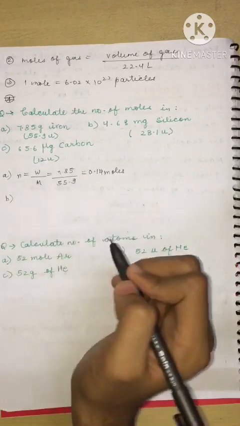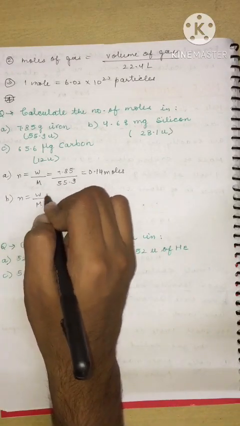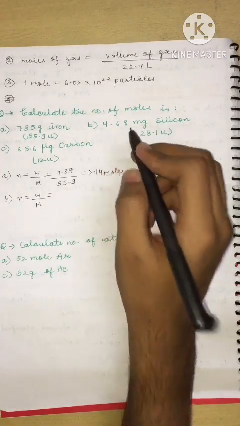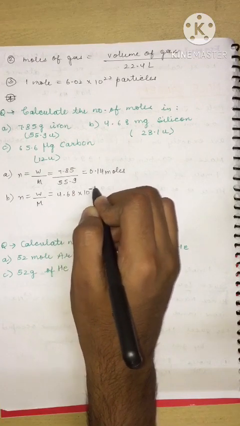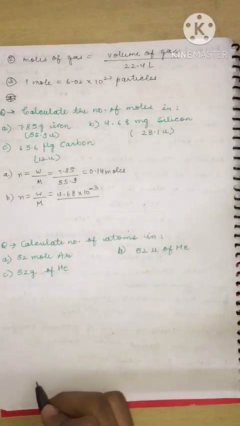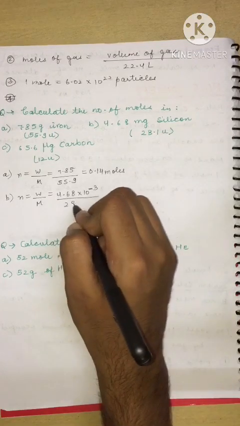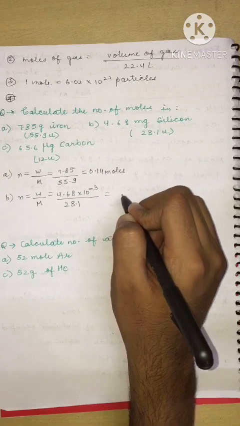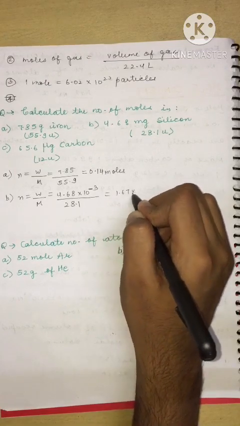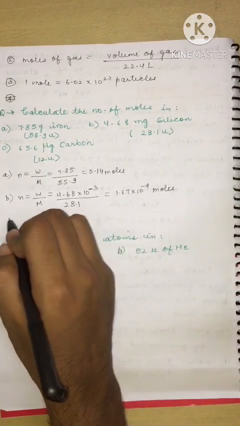Second is 4.68 milligram of silicon. Number of moles is always given mass upon molar mass. Now this is 4.68 milligram. So to convert it into gram, we write 10 to the power minus 3 upon the silicon, that is the atomic mass is given 28.1. We put this, so we will get our answer, and when we solve it we get 1.67 multiplied by 10 to the power minus 4 moles.